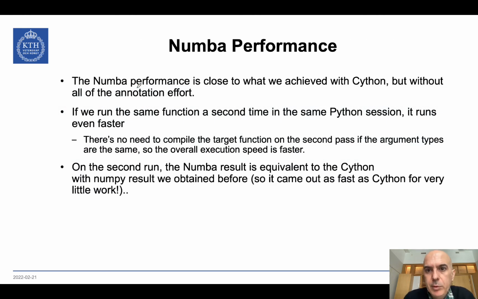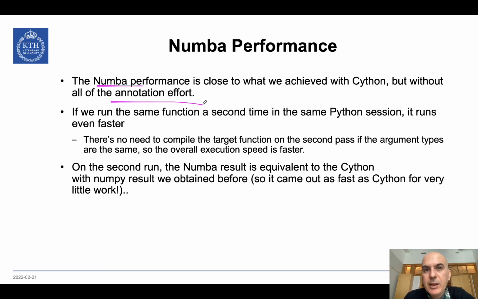What is the Numba performance? Well, we can expect a performance that is close to what we achieve with Cython. Remember, Cython is an ahead-of-time compilation approach where we compile C code as a library. This C code has been automatically generated by Cython for us. Numba gives pretty much the same performance as Cython, but without the annotation effort, for instance defining the types.